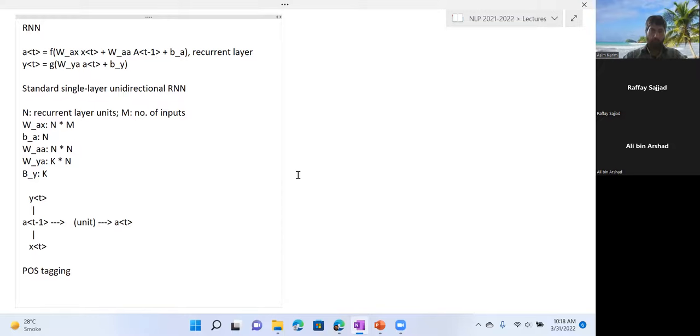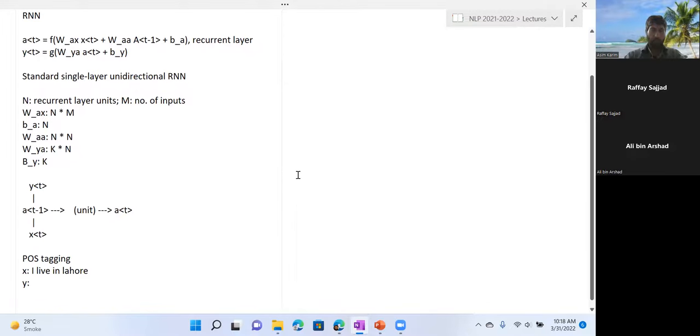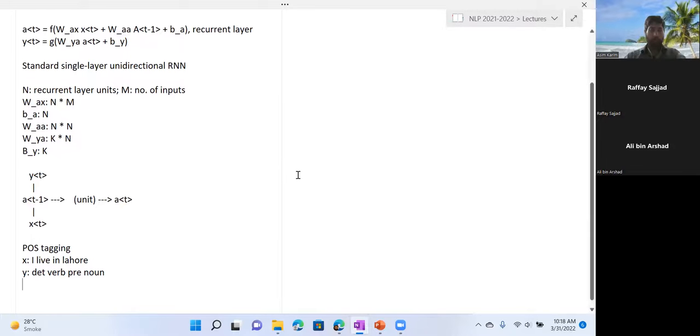So we defined input as X, as a sequence. For example, I live in Lahore. And the Y for this would be: I is a determiner, live is a verb, in is a preposition, and Lahore is a noun. So this is what we want as the output sequence. So how would a recurrent neural network process this?